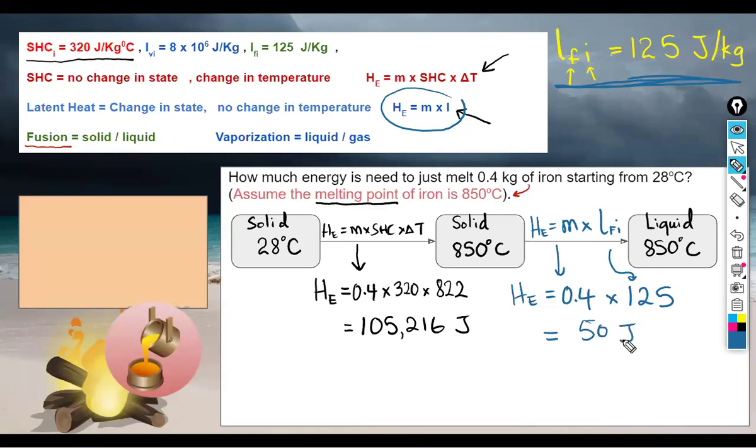What do you think we have to do now to get the total amount of energy? Common sense will say add both answers because you want the total amount of energy for the entire process. So you find each portion and then you add it up, right? So let me add it up here. I don't know why I need a calculator for this, but I can't do it in my head right now. So the total amount of heat energy is 105,266, which I was unable to do in my head.